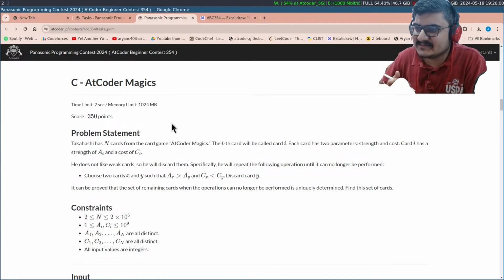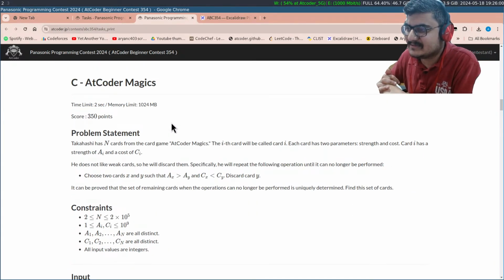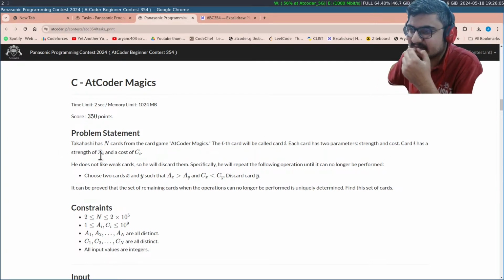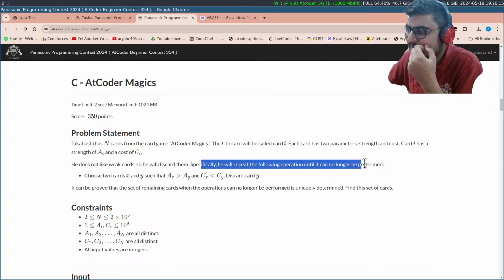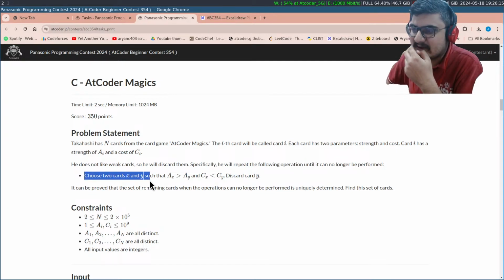AtCoder Magics. Takahashi has N cards from the game AtCoder Magics. The i-th card will be called card i. Each card has two parameters, strength and cost. Card i has strength A_i and cost C_i. He does not like weak cards, so he will discard them. Specifically, he will repeat the following operation until it can no longer be performed: choose two cards x and y such that A_x is greater than A_y and C_x is less than C_y.